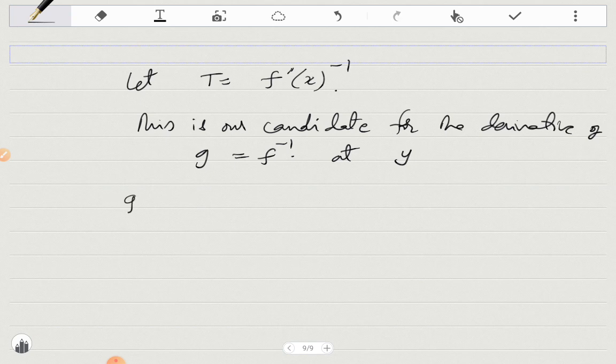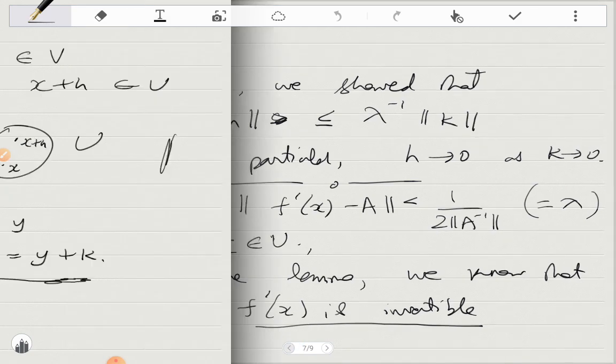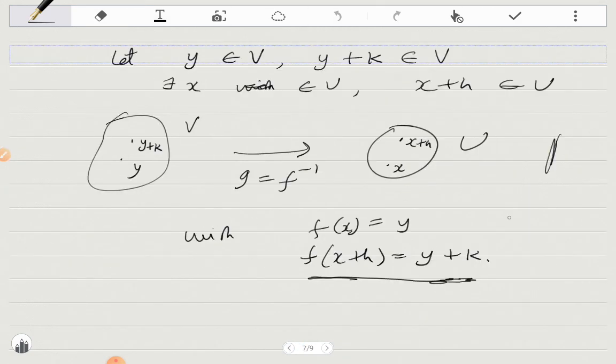So let's do that. g of y plus k minus g of y minus t of k. What I would like to show is that the norm of this divided by the norm of k should go to 0. Then I would be done. So let's write this out. g of y plus k, well, these are the two things that we had.